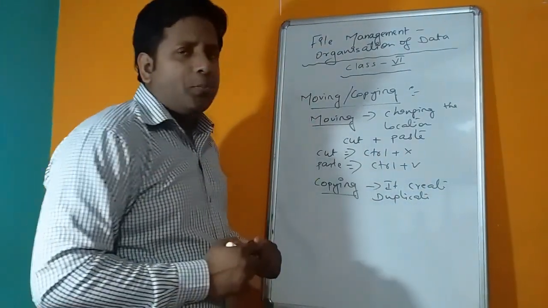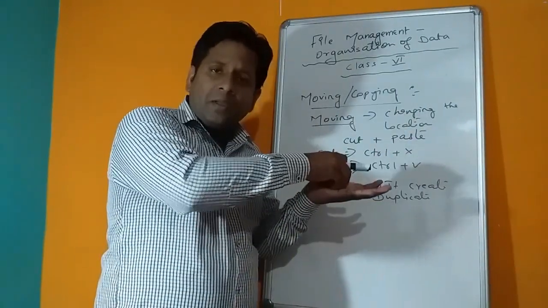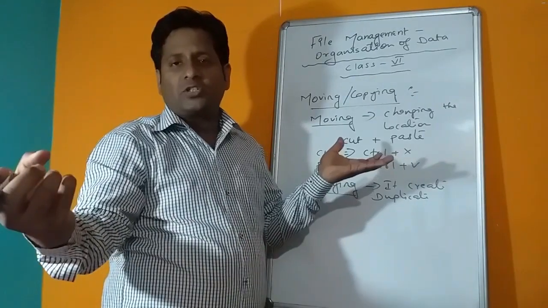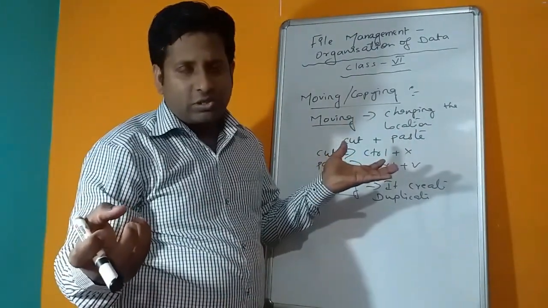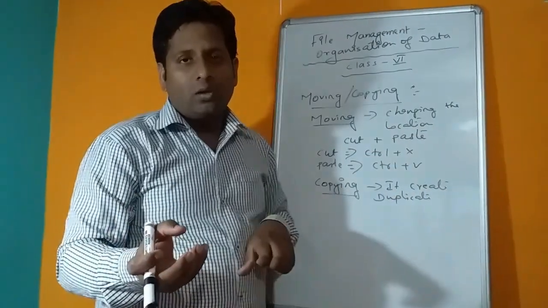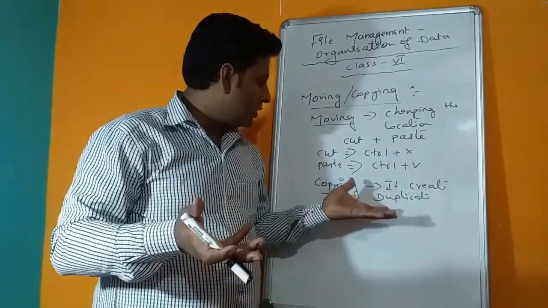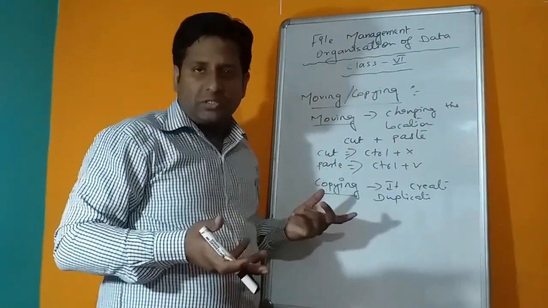It creates a duplicate. That means the file or folder is already in one location and you are just creating a duplicate version of that in another location. You are shifting, but without deleting the original one. That means two copies, or maybe more than two copies, can be produced with the help of the copying feature.